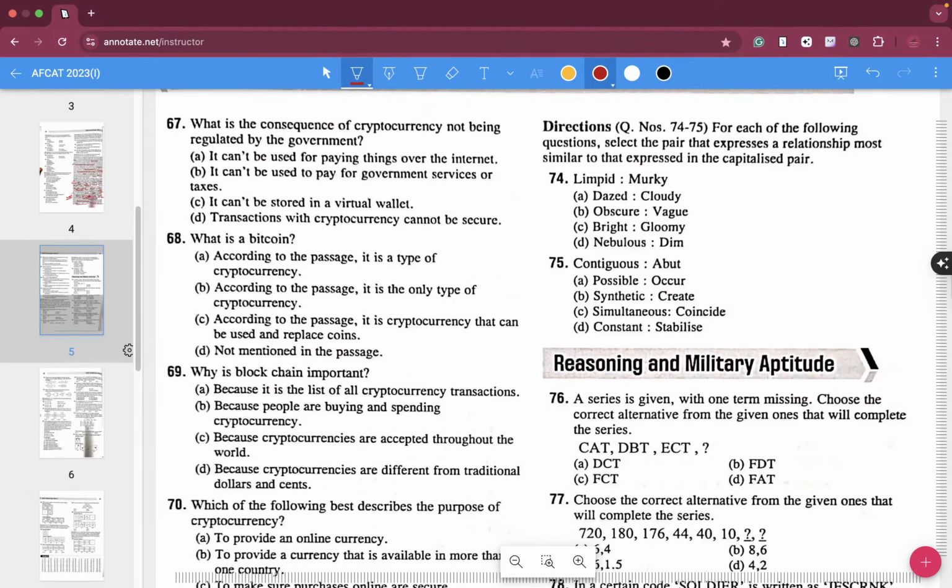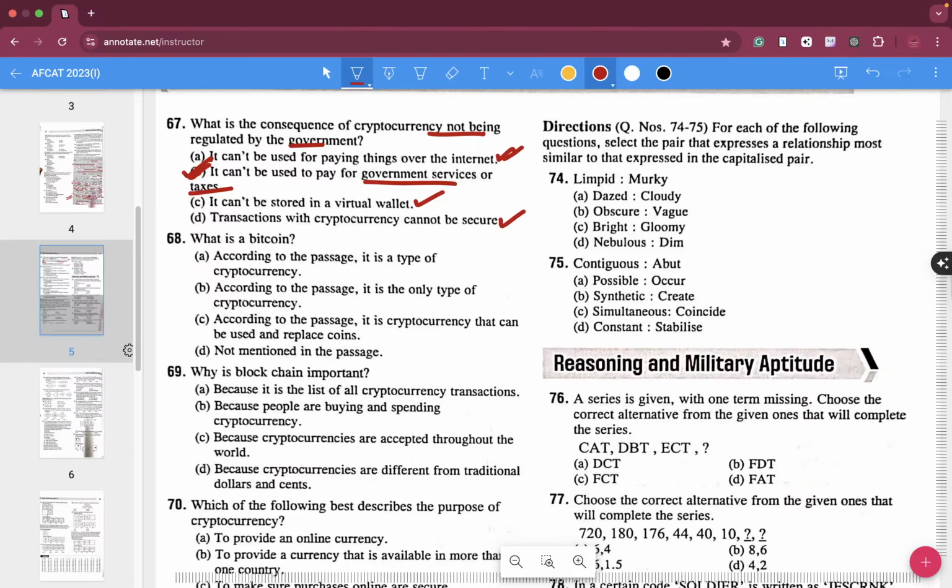What are the consequences of cryptocurrencies not being regulated by the government? It can't be used for paying things over the internet. It can be used for paying things over the internet. It can't be used to pay for government services and taxes. This is the correct answer. It can't be stored in a virtual wallet. It is stored in a virtual wallet only. Transactions with cryptocurrencies cannot be secured. For that, you have something called blockchain.